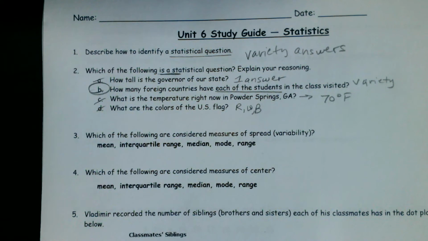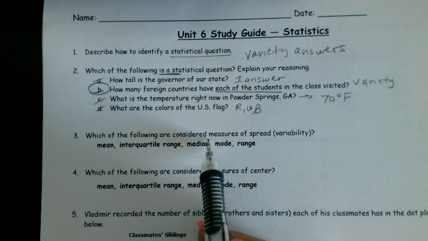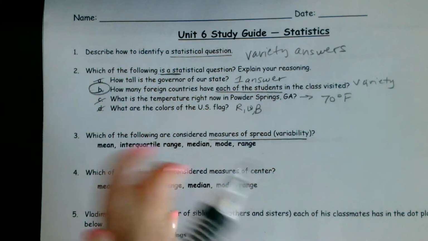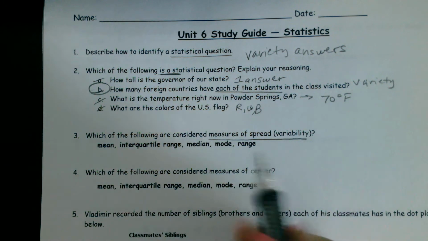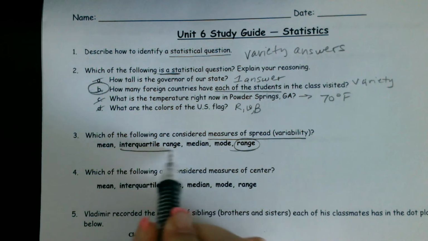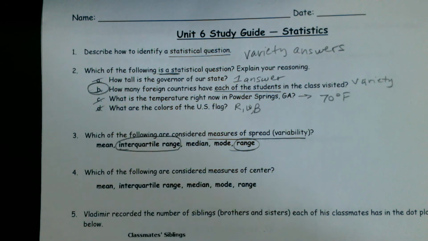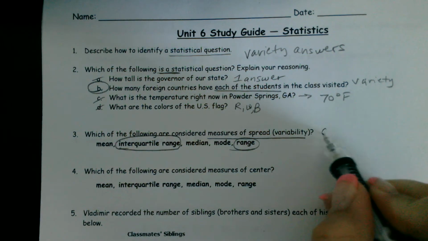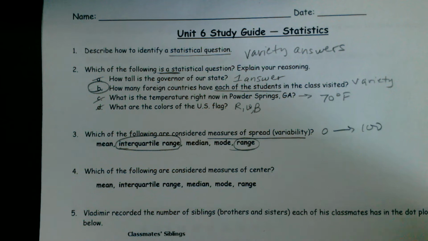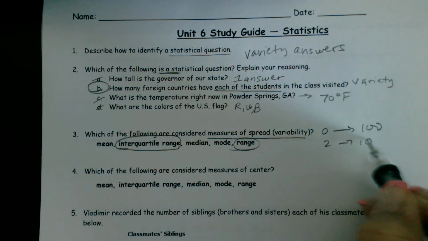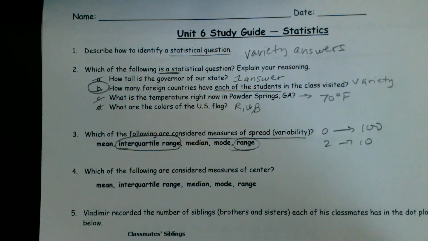Number 3, which of the following are considered measures of spread, variability? So if you remember on the top of our notes, this was a question, I believe, on your mean, median, mode quiz. If you're talking about measures of spread, we're talking about how spread out the numbers are. That means we're talking range and interquartile range. We want to know, do the numbers go from 0 to 100? Do they go from 2 to 10? What is the spread of the data?